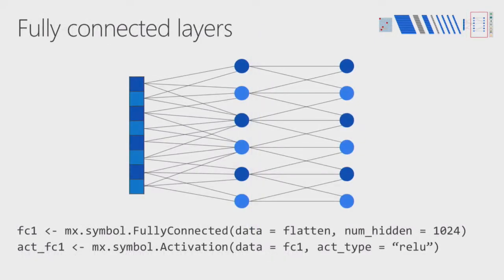Then we build two fully connected layers using the fully connected symbol. And in each case, we have 1,024 hidden units in those hidden layers. And of course, we put the output of each unit through a rectified linear unit activation function.